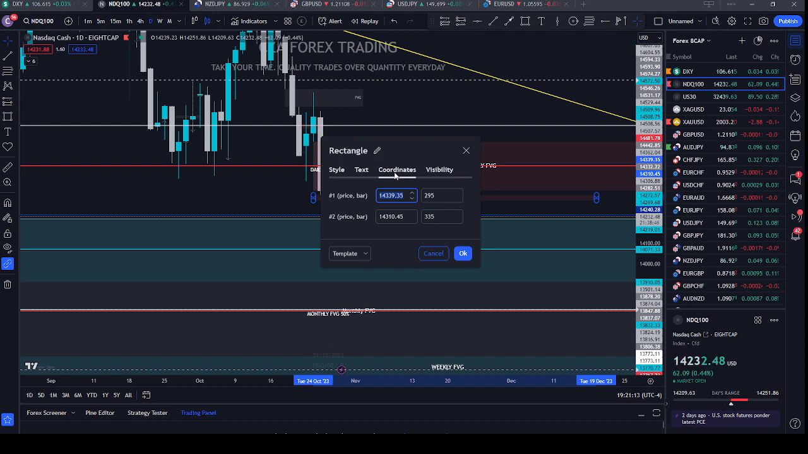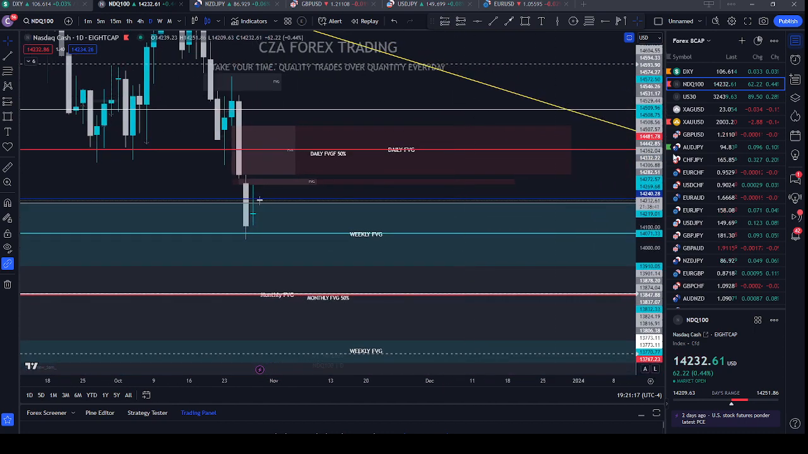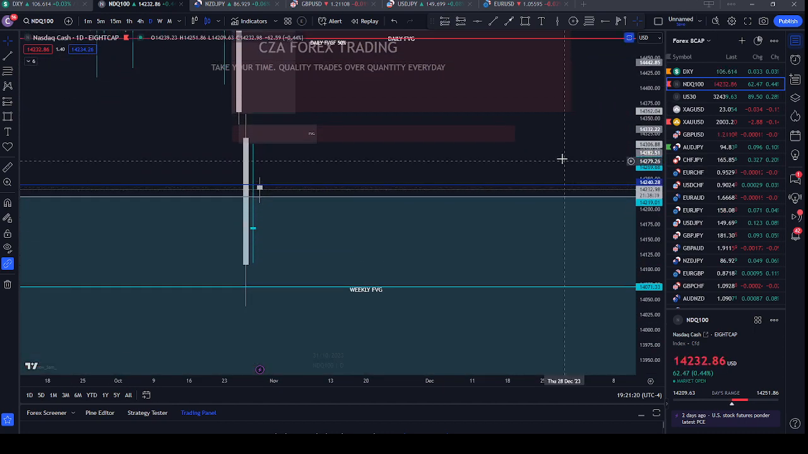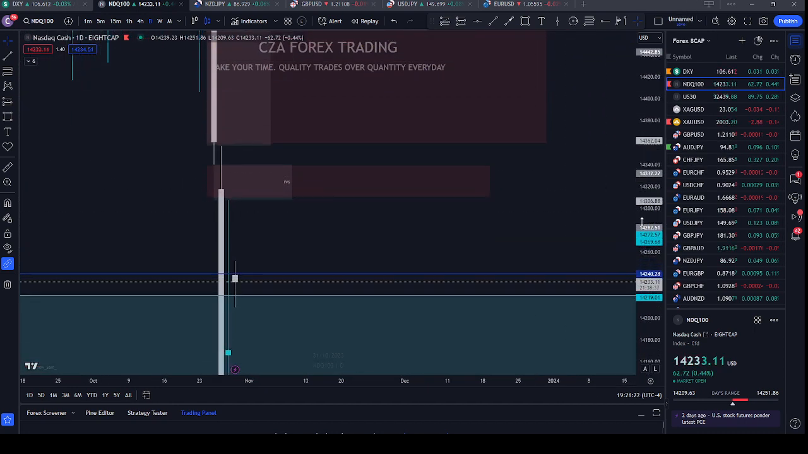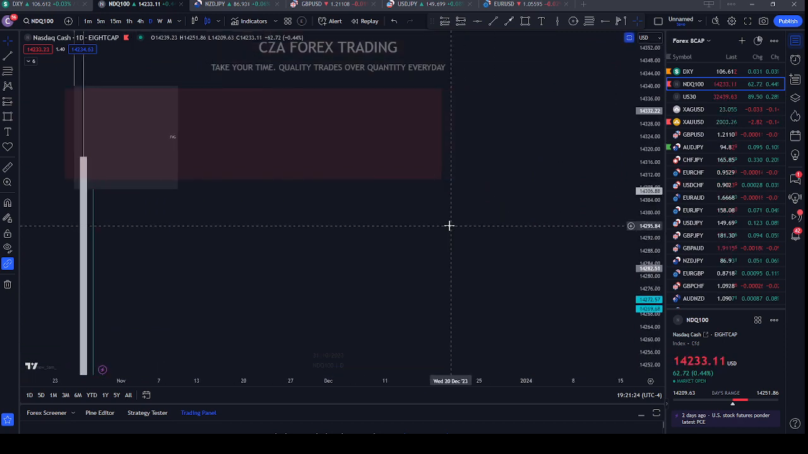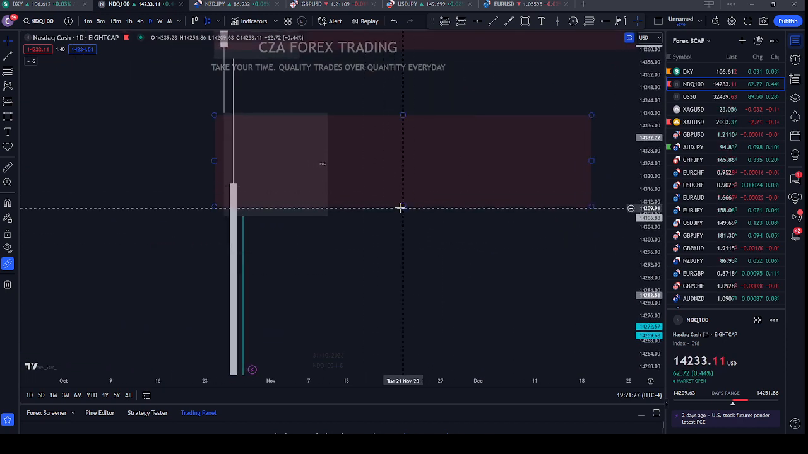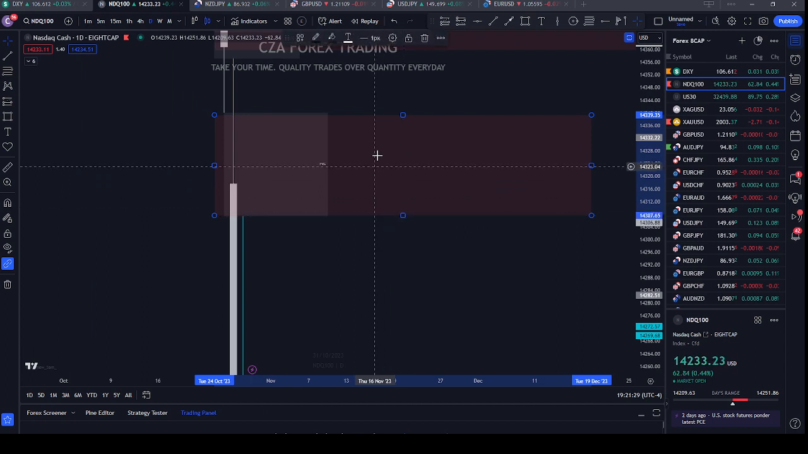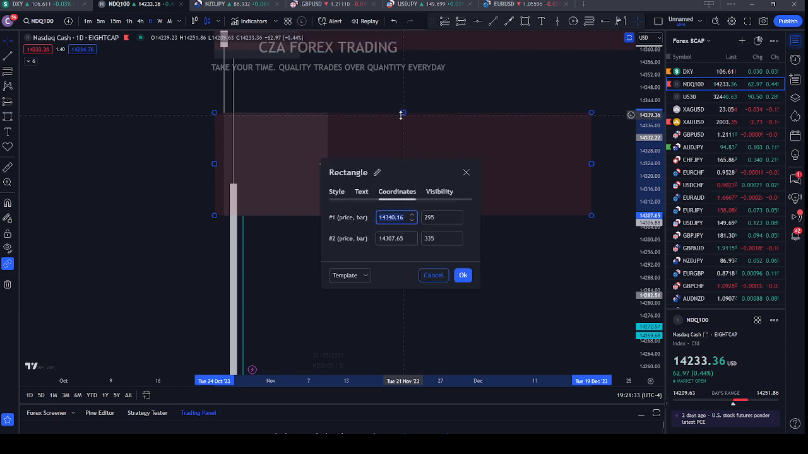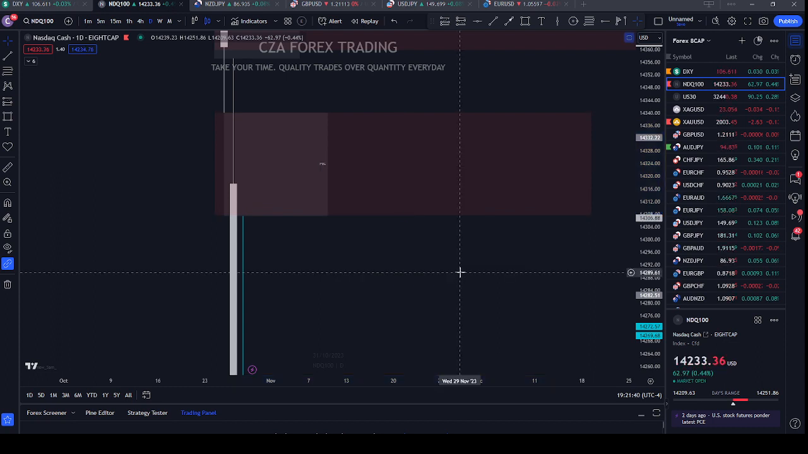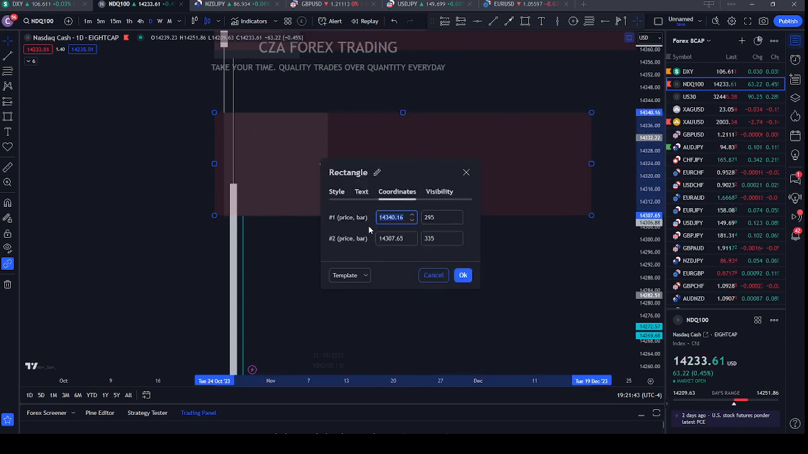Coordinates are 14,339.35, 14,310.45. Let's zoom in so we can get a better view in here. Extend that a little bit. Alright, let's identify the coordinates again. 14,340.16, 14,307.65. This is a daily fair value gap. Identify that as well. Daily fair value gap.